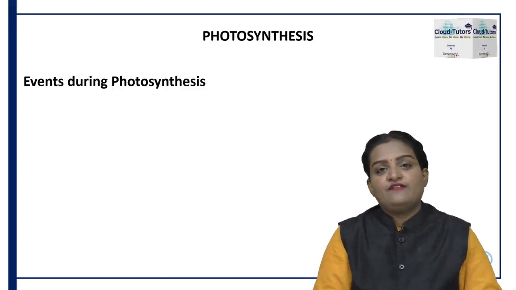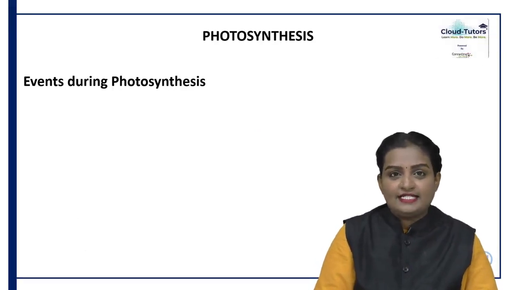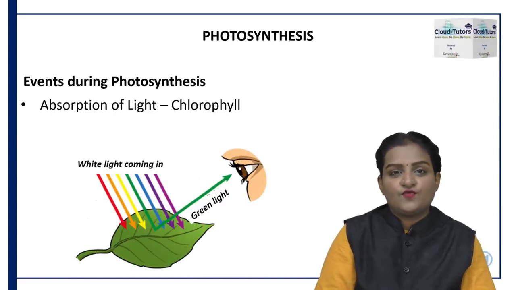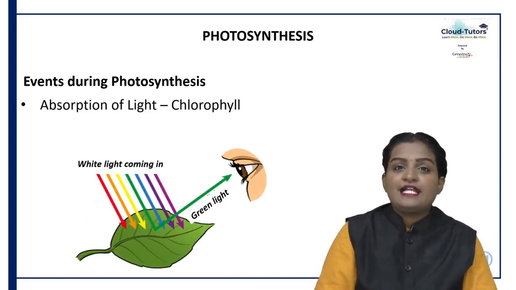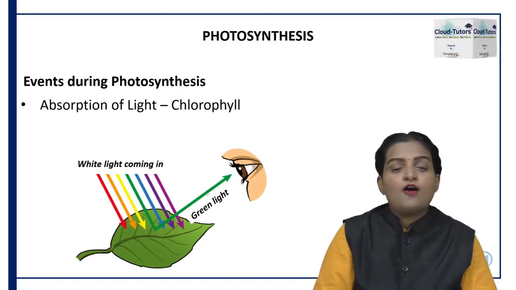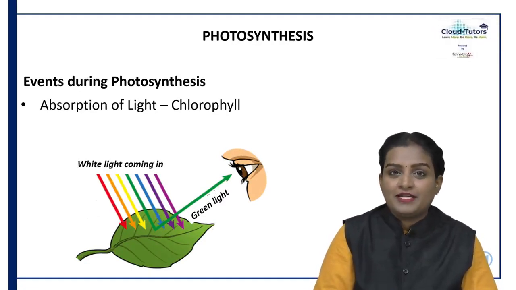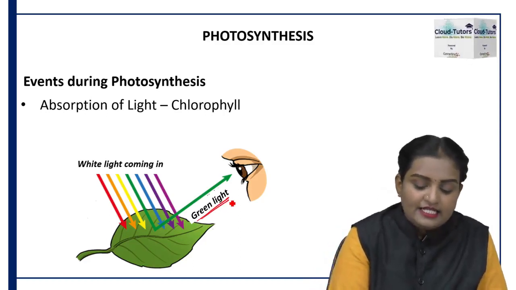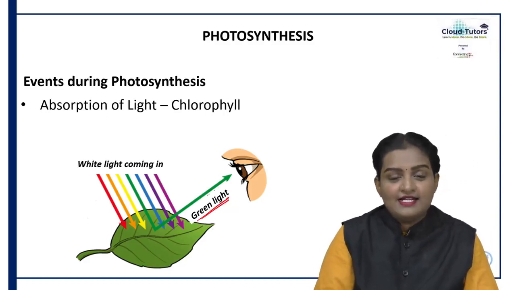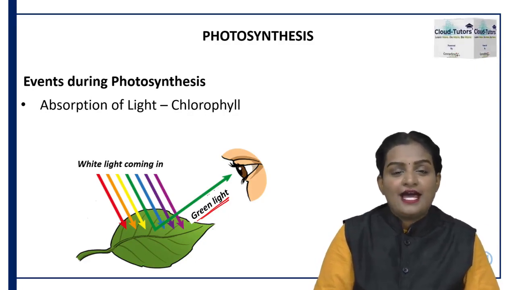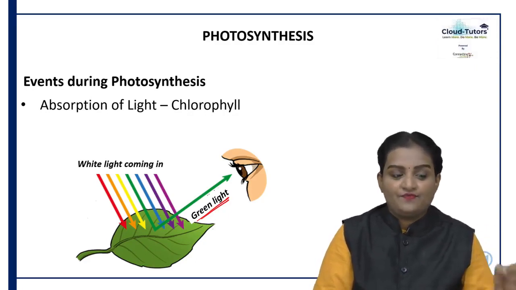First and foremost event is to capture the sunlight, which is done by the pigment present in the leaves, that is chlorophyll. Out of the white light, there are 7 colors, that is VIBGYOR. All the colors will be absorbed by the chlorophyll pigment except one, that is green light. Green light will get reflected, hence we will be able to see the green color as the color of the leaves.